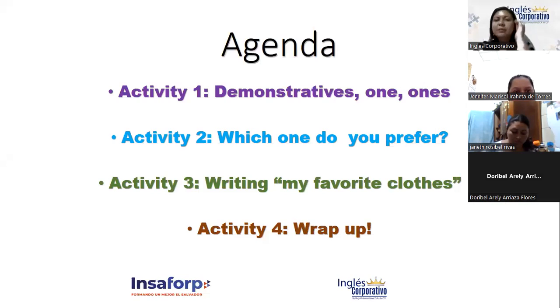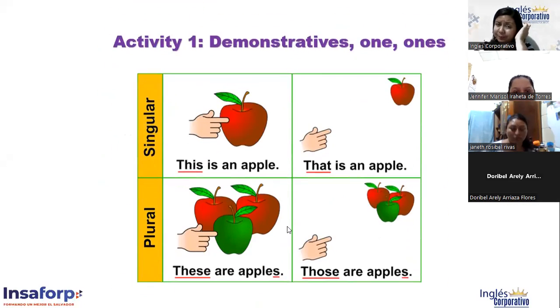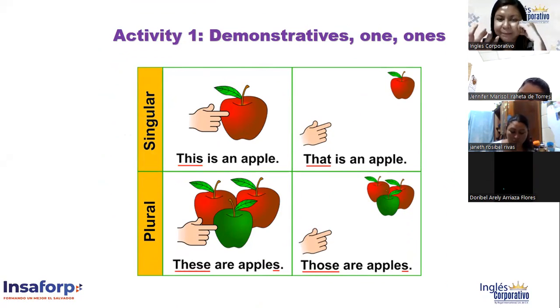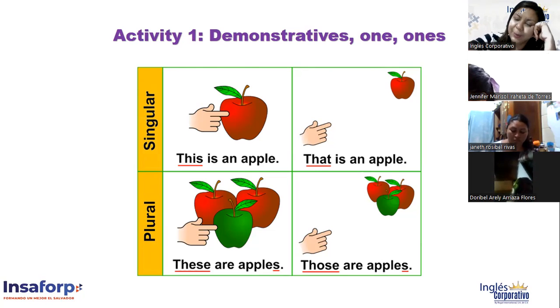Okay, so let's start with the first activity, demonstratives. What are demonstratives? They are the words that we use to express when we have something near or something far in distance. We can use them in singular or plural. In singular, for example: this is an apple, and I have it near in my hands. I can touch it, right? But if the apple is far, I say, that is an apple. I cannot touch it. It's far away.